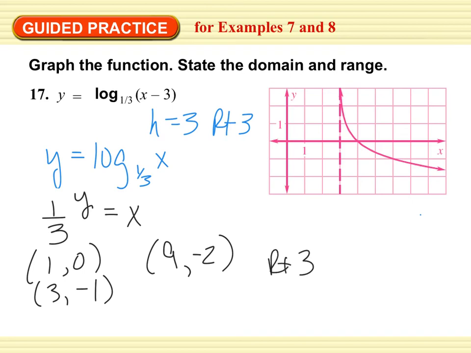So let's graph it first. 1, 0. Oh my goodness. Over 1 up 0. Over 3 down 1. 1, 2, 3 down 1. And then I don't think I can do the 9. 1, 2, 3, 4, 5, 6, 7, 8, 9. Down 2. 1, 2. So now we're going to move it. Right 3. 1, 2, 3. We have our new graph. So here my domain is going to be x is greater than 3, and my range is all real numbers.